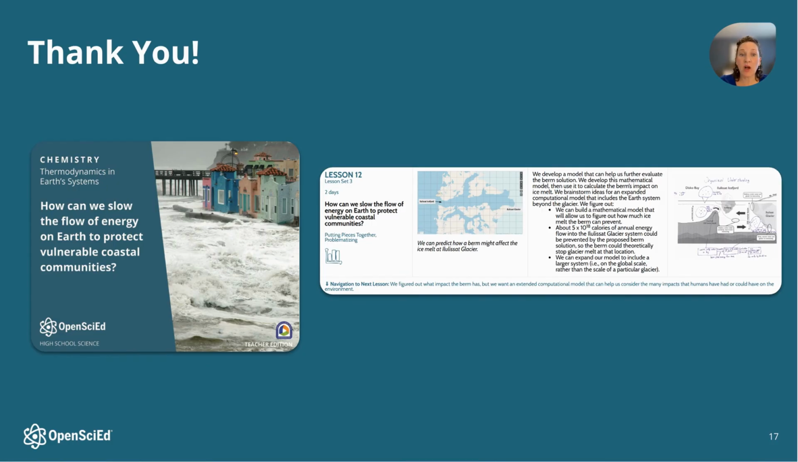Up next in lesson 12, the students will develop a gotta have it checklist and a mathematical model that can help them further evaluate the berm solution. We will use the model to calculate the berm's impact on ice melt. We will brainstorm ideas for an expanded computational model that includes the Earth system beyond the glacier.